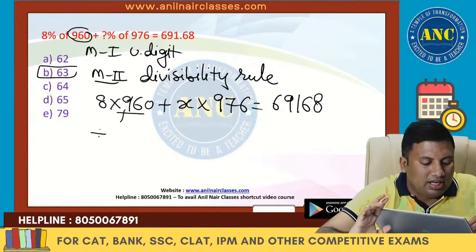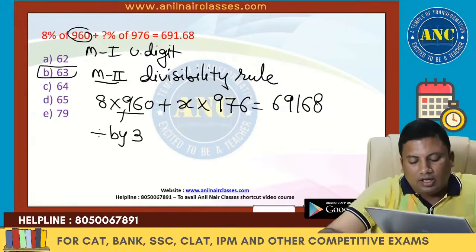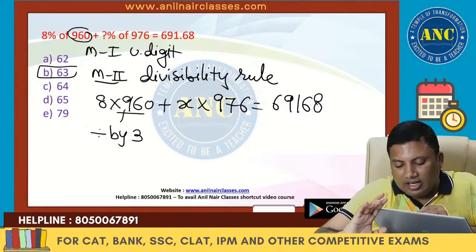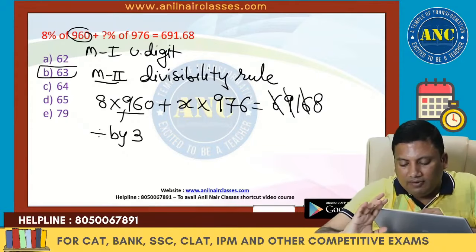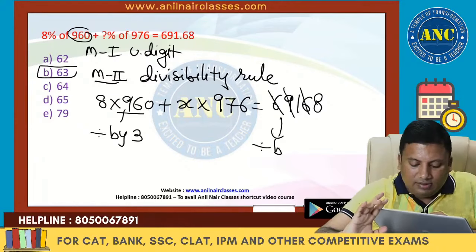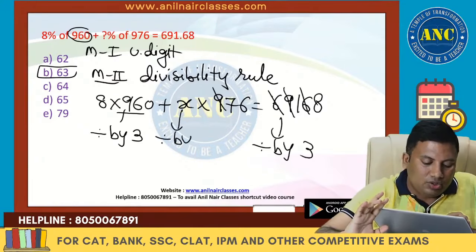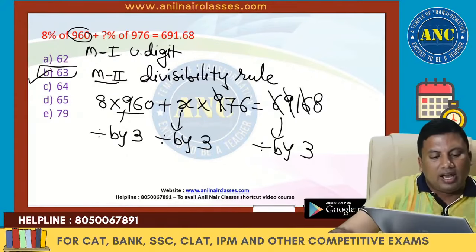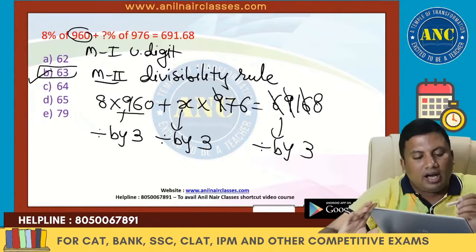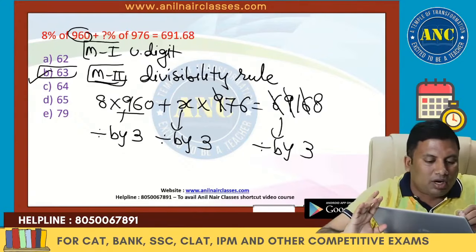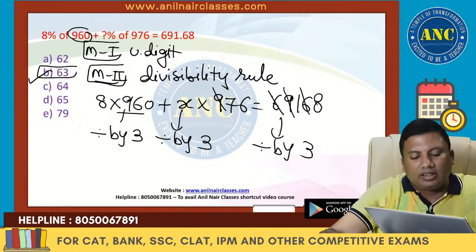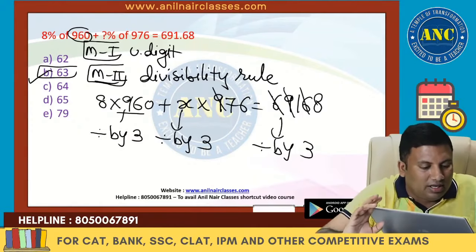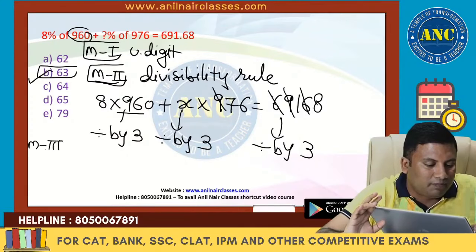960 is divisible by 3. 691, 9 is divisible by 3. This is divisible by 3, this is not divisible by 3. So x should be divisible by 3. Only one option makes it divisible by 3. The answer is 63. I hope the idea is clear. Method number 1 by using unit digit. Method number 2 by using divisibility rule. Method number 3 by using digital sum.